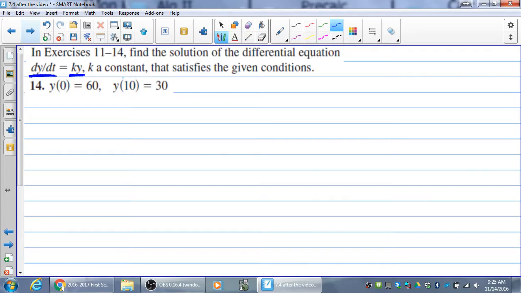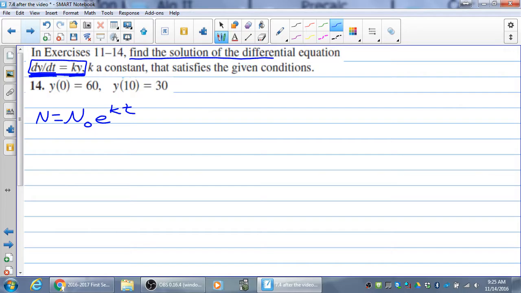Well, if I see this, if I see find the solution to this, I automatically know this is N equals N naught e to the kt. It's your PERT formula. That's where your PERT formula comes in. When you put money in the bank, you get interest. The more you have in the bank, the more interest you're going to get.